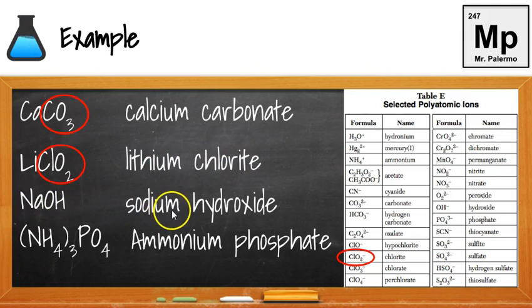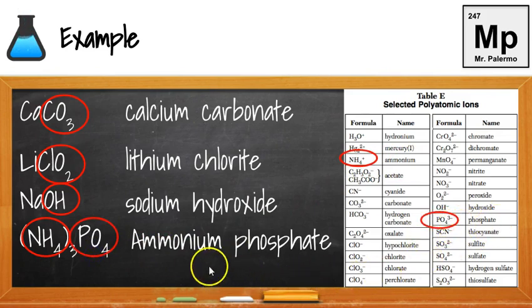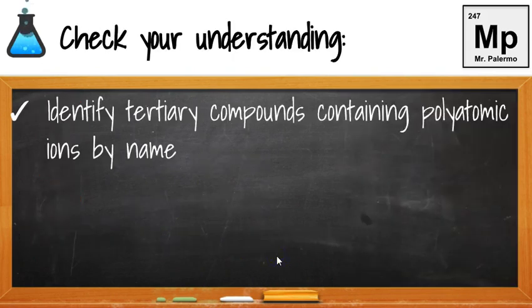Next one, Na is sodium. I look up OH. OH says hydroxide, so this is sodium hydroxide. The next one here, we have two polyatomic ions put together. And we can do that, they're both ions. So we're going to look the first one up, which is NH4, and that's going to be ammonium, so I write ammonium. And then PO4, I look that up, and that says phosphate, so this compound has the name ammonium phosphate. Let's check your understanding. Can you identify tertiary compounds containing polyatomic ions by name?